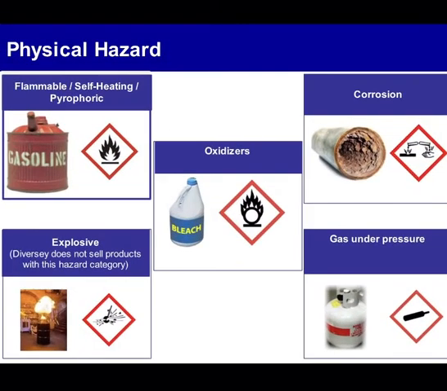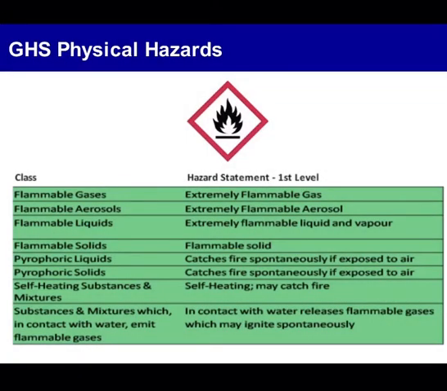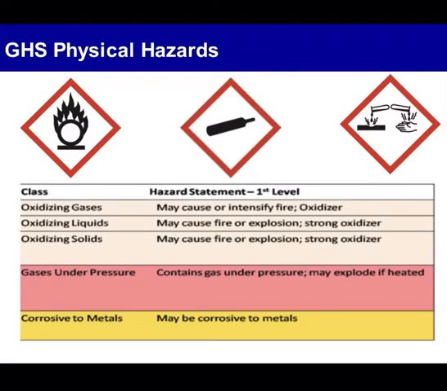Physical hazards deal with a chemical's potentially harmful physical properties. The globally harmonized system includes a number of physical hazard categories and associated pictograms, which we'll examine in the next few slides. GHS physical hazard categories include flammables, including pyrophoric substances, self-heating substances, and substances which emit flammable gases. Additional physical hazard classes in the GHS include oxidizers, gases under pressure, and substances which are corrosive to metal.